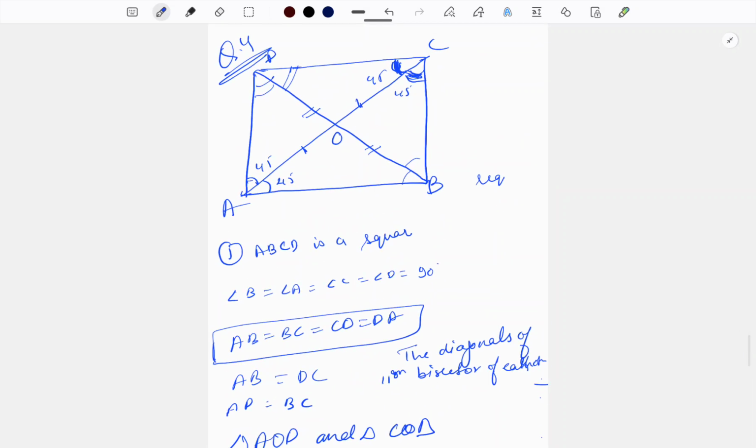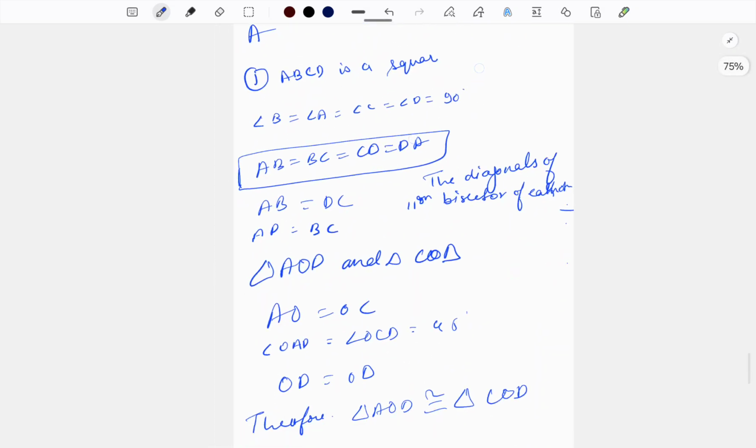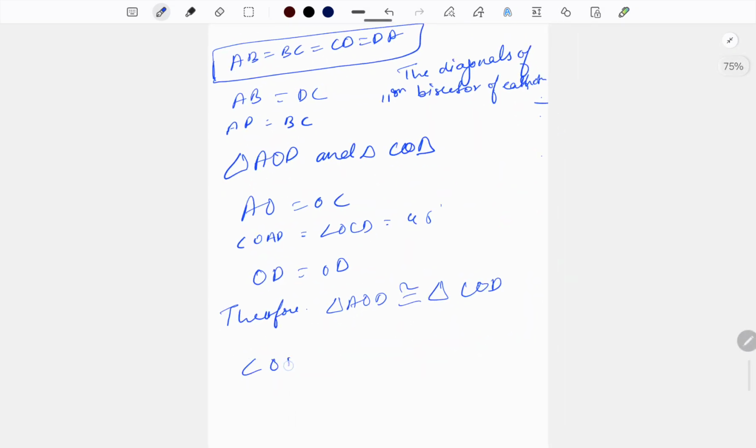Now the purpose of proving this point was angle ODA is equal to angle ODC, and therefore OD bisects angle A.